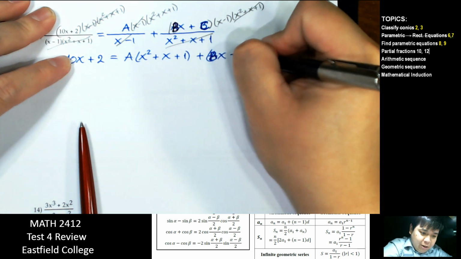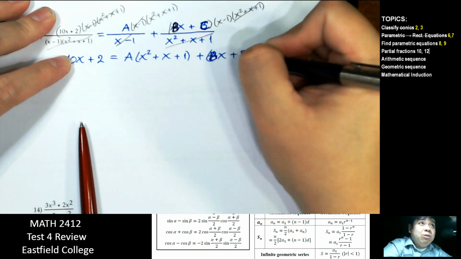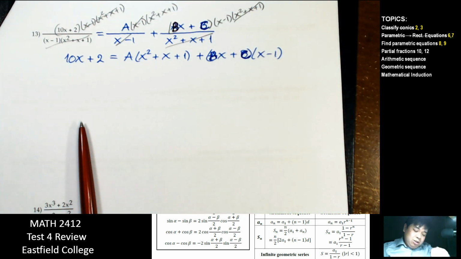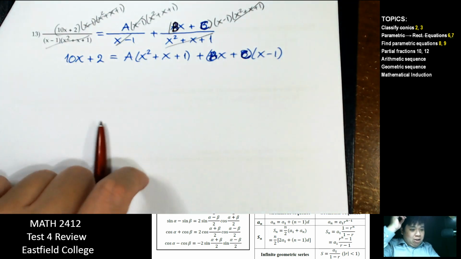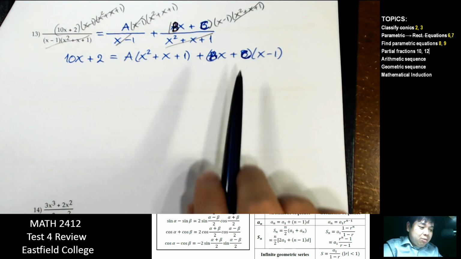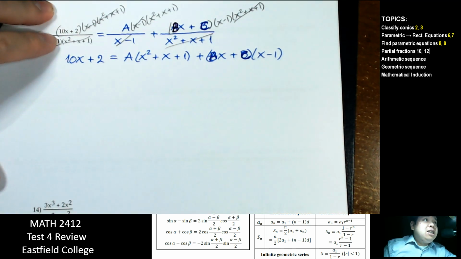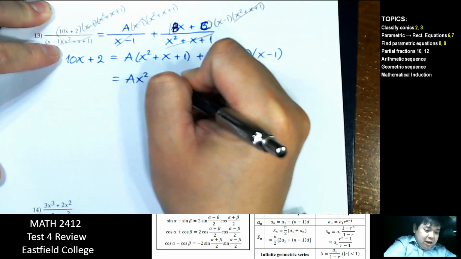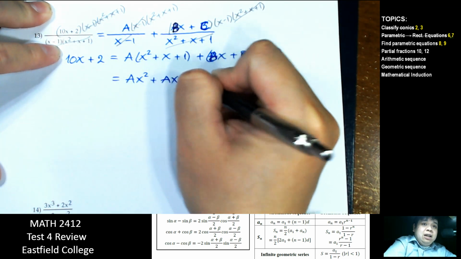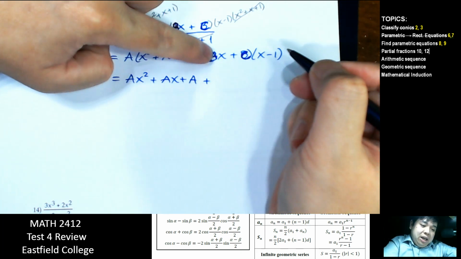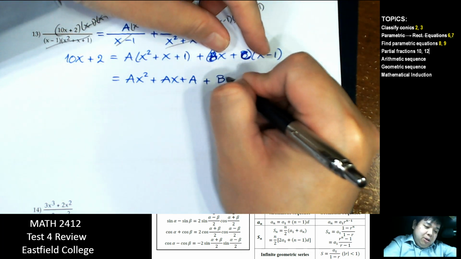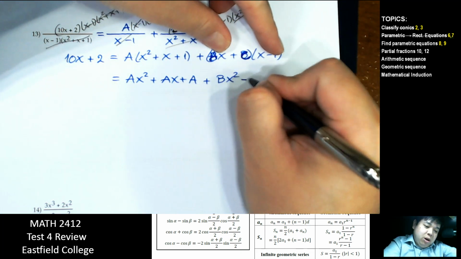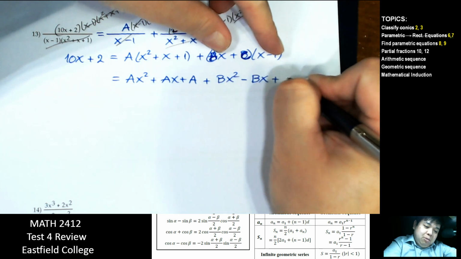Right. At least this one we haven't gone very far. So it should be B and C. Sorry about that. So all the coefficients must be different. Right. Now we multiply it out. Ax squared plus ax plus a, and then bx times x, bx squared, bx times 1, negative bx, plus cx minus c.